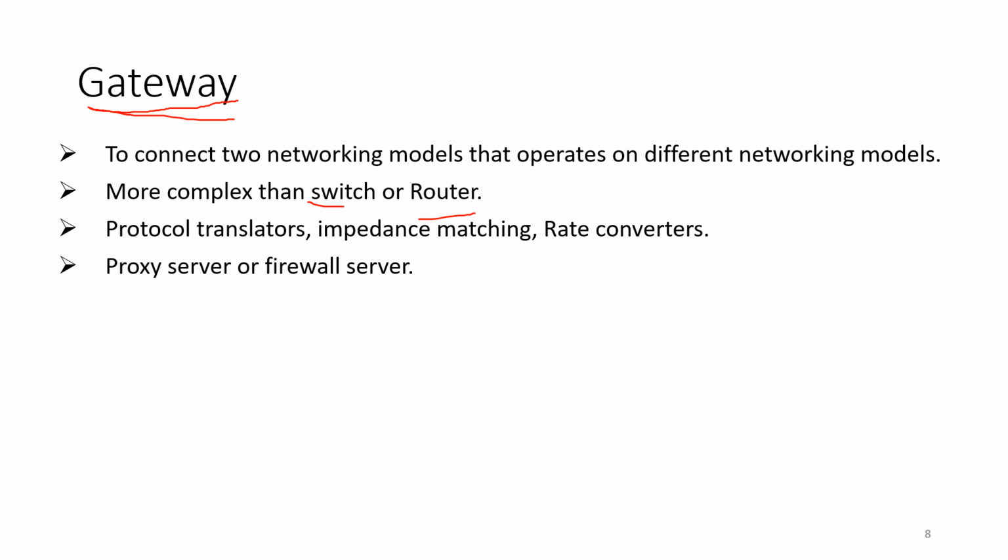Gateways act as protocol translators. Let's assume I'm sending some data, and one network is working using IPv4 while another network model is working on IPv6. The protocol translators handle how to translate this data, along with impedance matching and rate converters. Impedance matching comes into the picture when you have two different networks with different speeds, so impedance has to be matched. Rate converters are nothing but about the speed. Basically, gateways are used in proxy servers and firewall servers. So this is about the gateway.